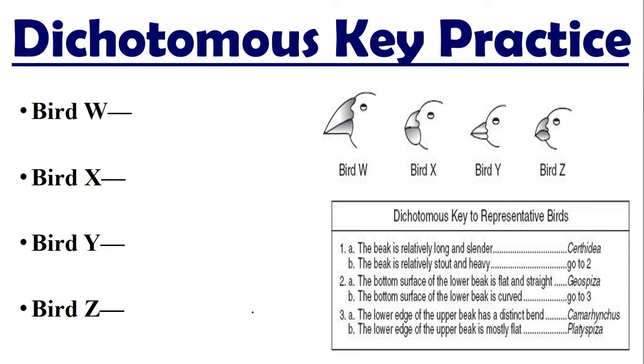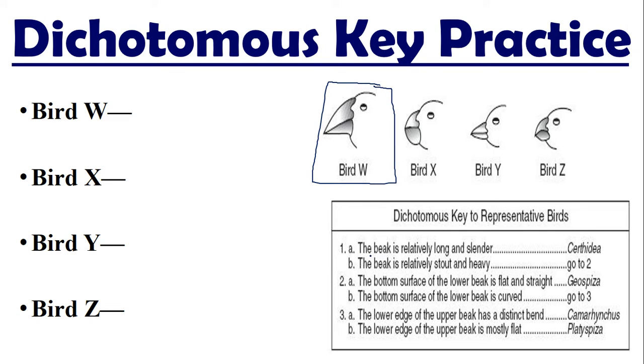Now, dichotomous keys. Let's do an example. So we have bird W, X, Y, and Z. This is more like what you would see in a scientific setting. So let's look at bird W and let's try to identify it.